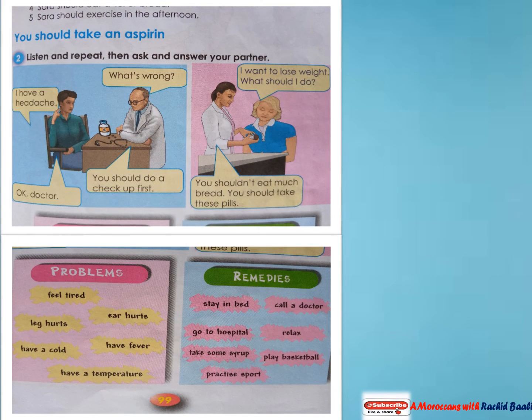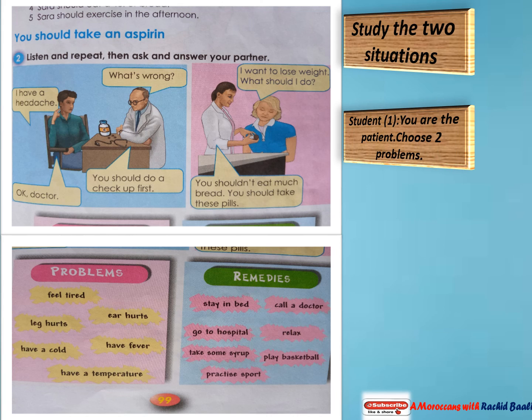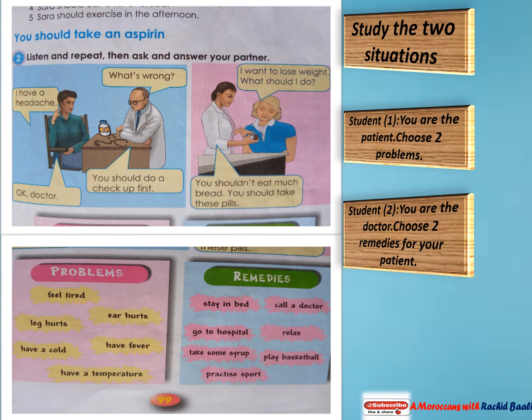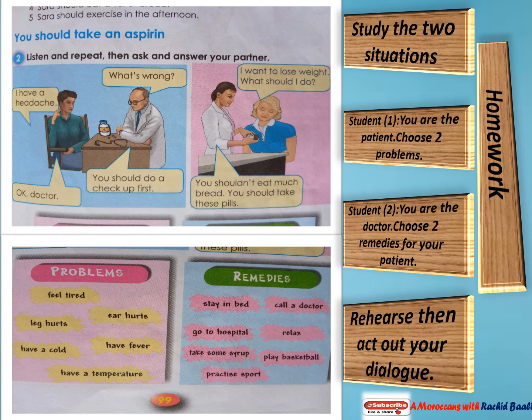For the role play, my students, I'd like you to study these two situations here, okay? Then, student number one, you are the patient. You choose two problems from the table below. Student number two, you are the doctor. You choose two remedies for your patients. You rehearse, then you act out the dialogue. But let me tell you that you're going to have enough time to do this because I'm giving you all of these as homework. Okay, everyone?